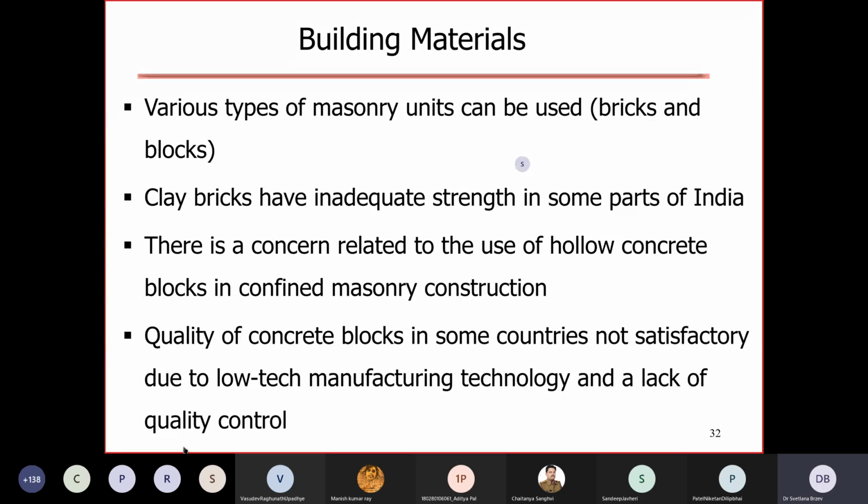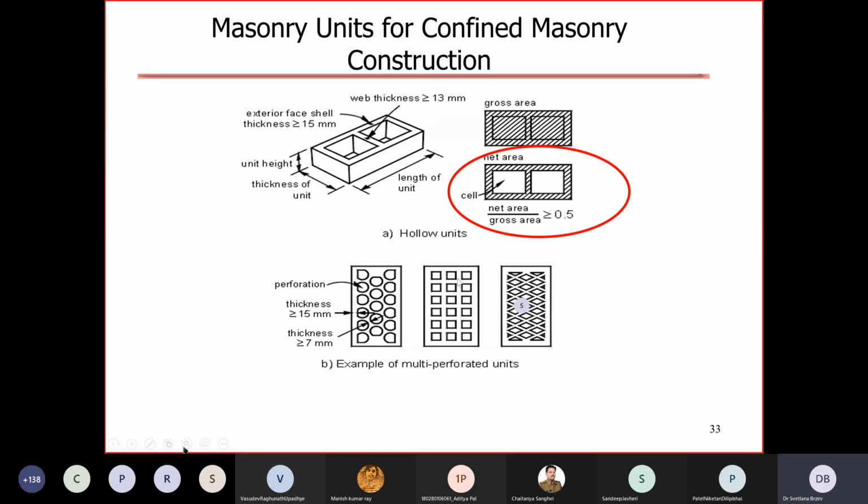In Latin America, as you will see in the slides, and actually I should go to the next slide. In Latin America, they're using multi-perforated clay blocks. So this is a section of those blocks. This is under B. And under A are hollow units. This is just a recommendation in terms of the dimensions of these hollow units, primarily concrete blocks, because there is a concern that these blocks are very vulnerable to earthquake effects.